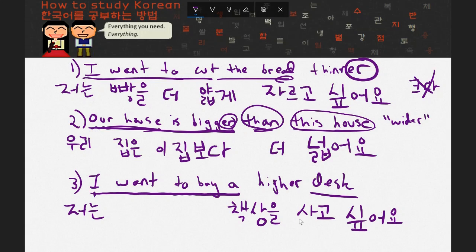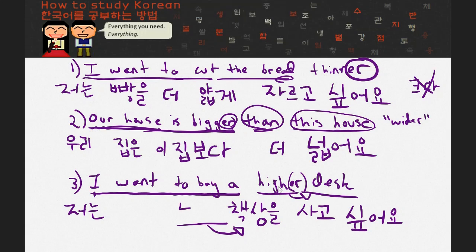Now this sentence right now just says I want to buy a desk. Well, that's not exactly what I want to do here. I want to indicate that I want to buy a higher desk. Well, using the knowledge from lessons before lesson 19, you could probably translate the sentence I want to buy a high desk. And if you want to do that, all you want to do is simply add the adjective here in order to describe the upcoming noun. And the adjective to be high is 높다.